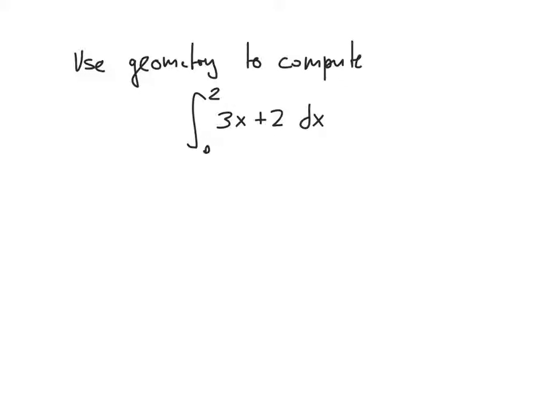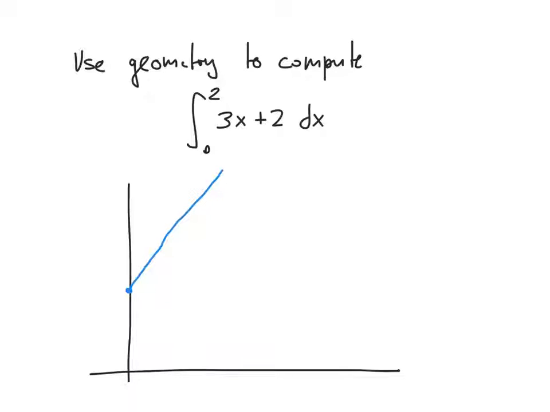So the idea is as follows. You draw the graph, right? Or just try to picture it, so you know what geometry you actually have to do here. So we have a graph that crosses the y-axis at 2, so it has a y-intercept at 2, and then grows with a slope of 3, right? And we're asked to compute this interval between 0 and 2, right?